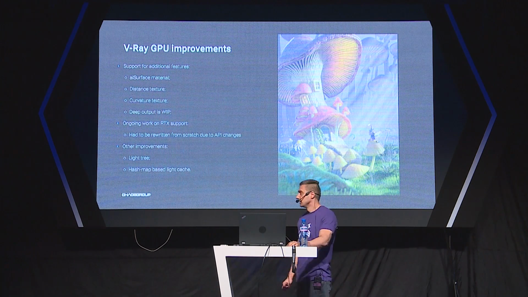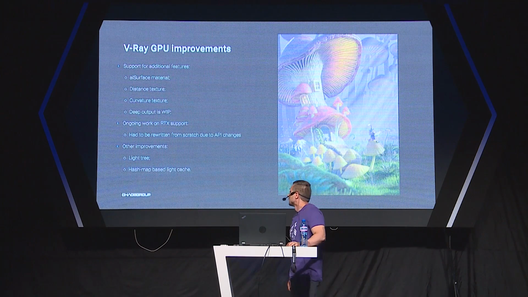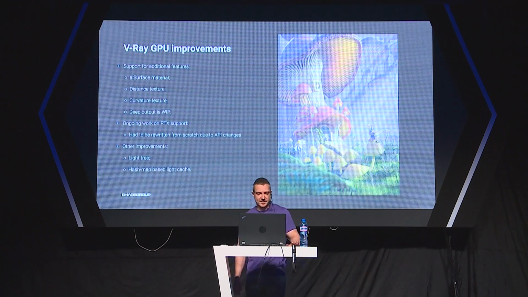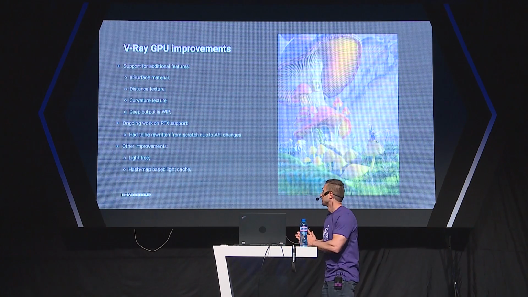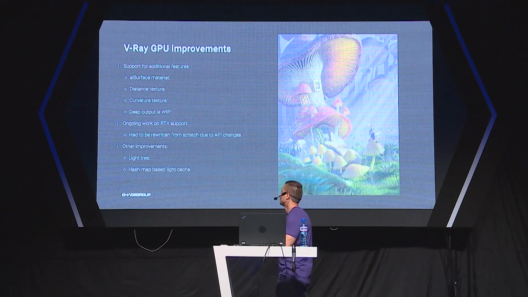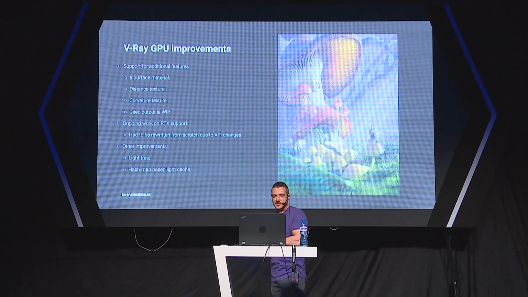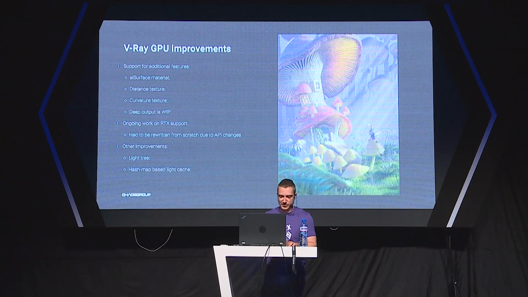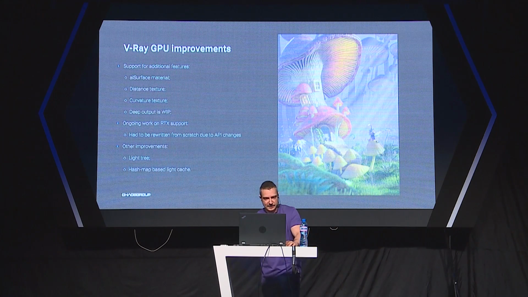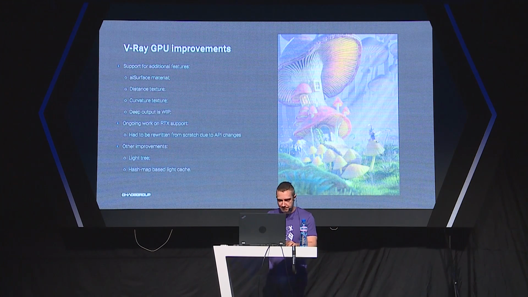We also implemented the curvature texture, and after we did support for crypto mats, we used the same approach to implement deep output as well. For the deep output, I'm not entirely sure that it will be ready in time for update 2. It's working in our internal builds, but we have to figure out if it's stable enough to go out in a release, or maybe it will come up in the next update.